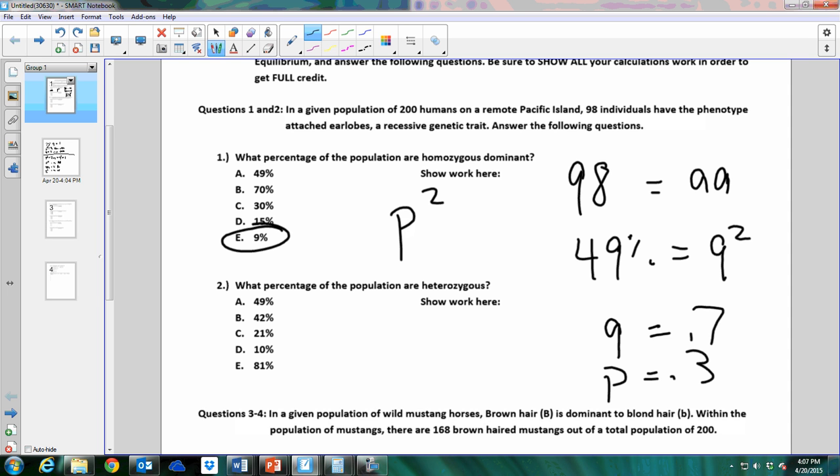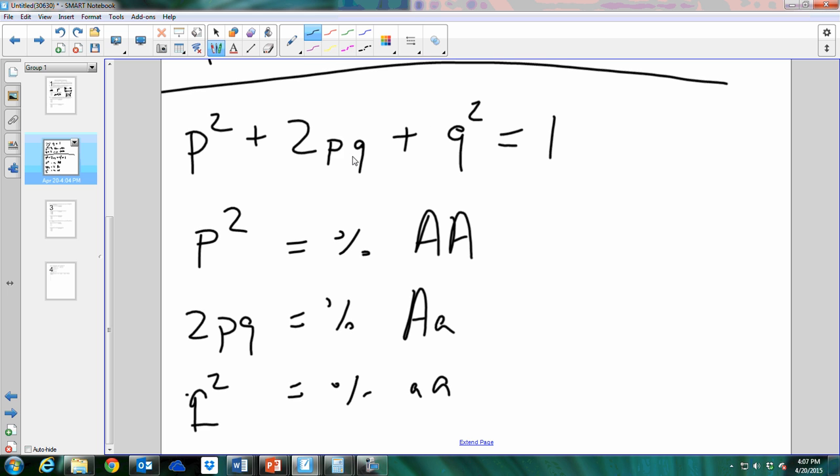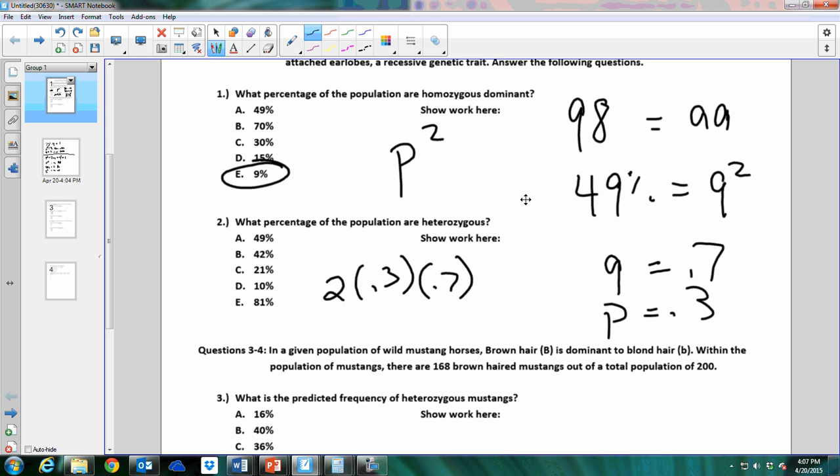What percentage of the population is heterozygous? Well, this is not difficult because we just do 2 times p times q. Why? Because 2pq equals the percentage of heterozygous individuals. So we have 2 times 0.3, which is 0.6, times 0.7, and that is 0.42, or 42%.